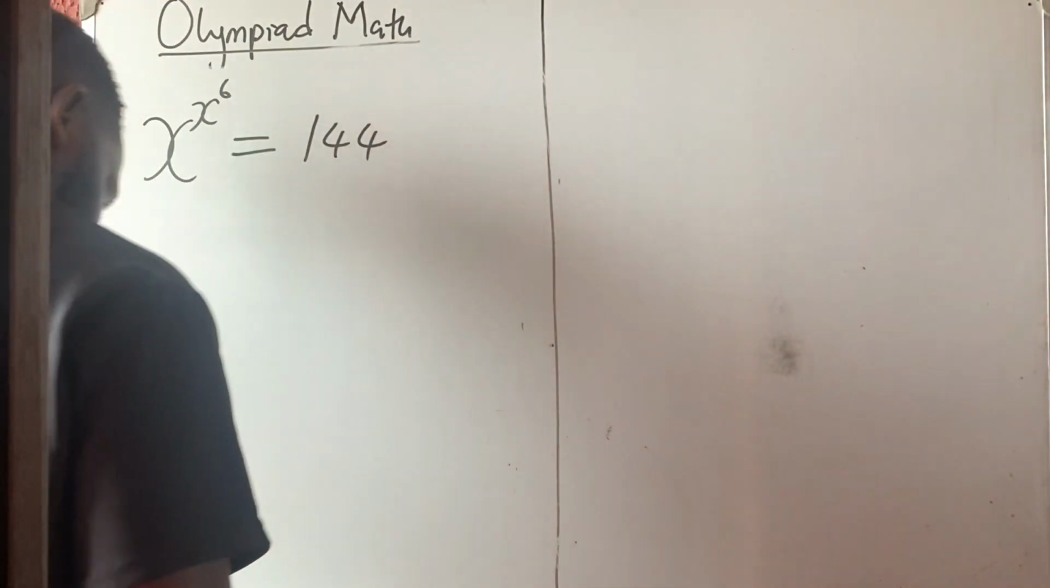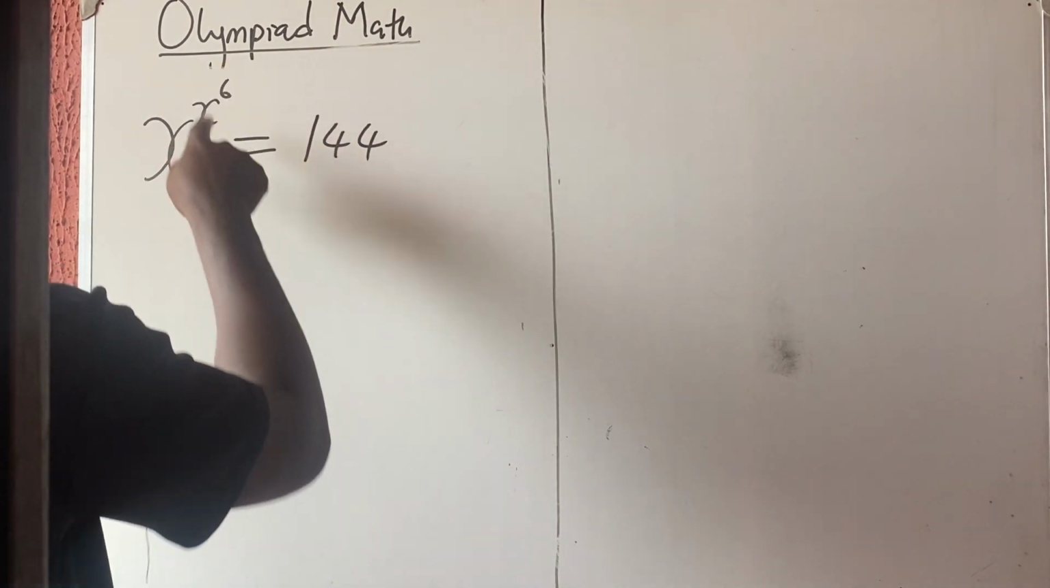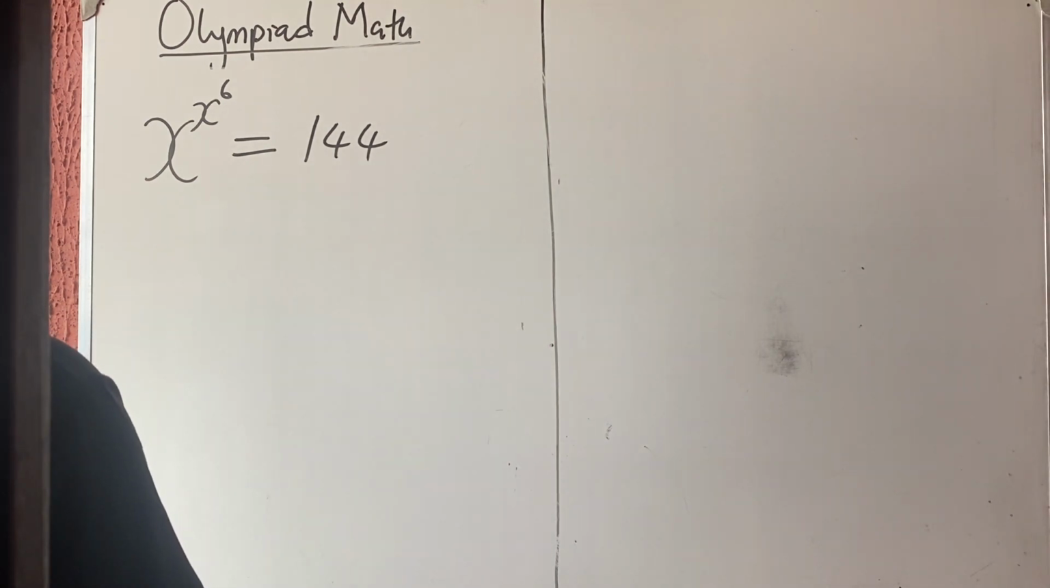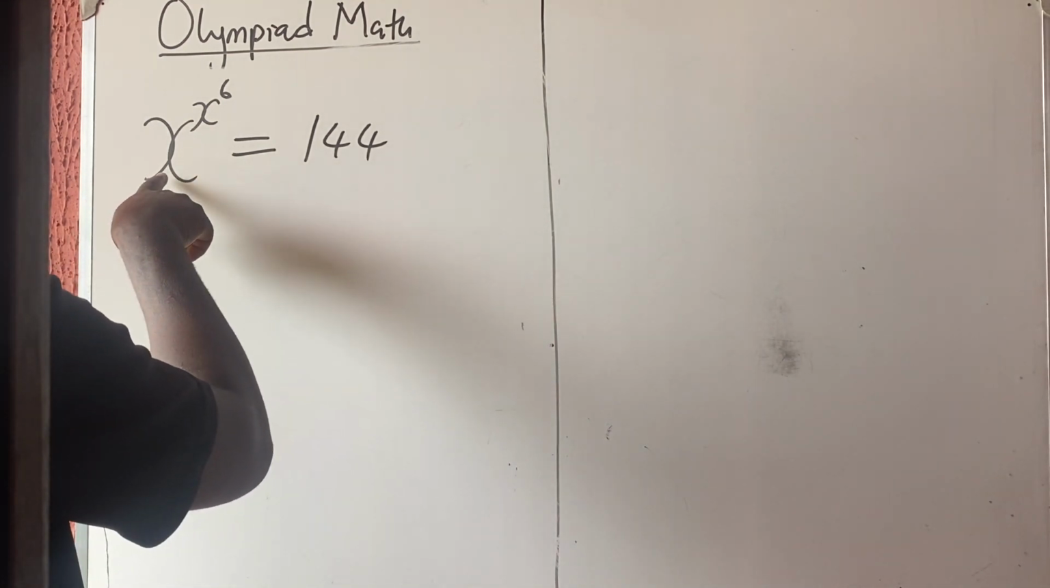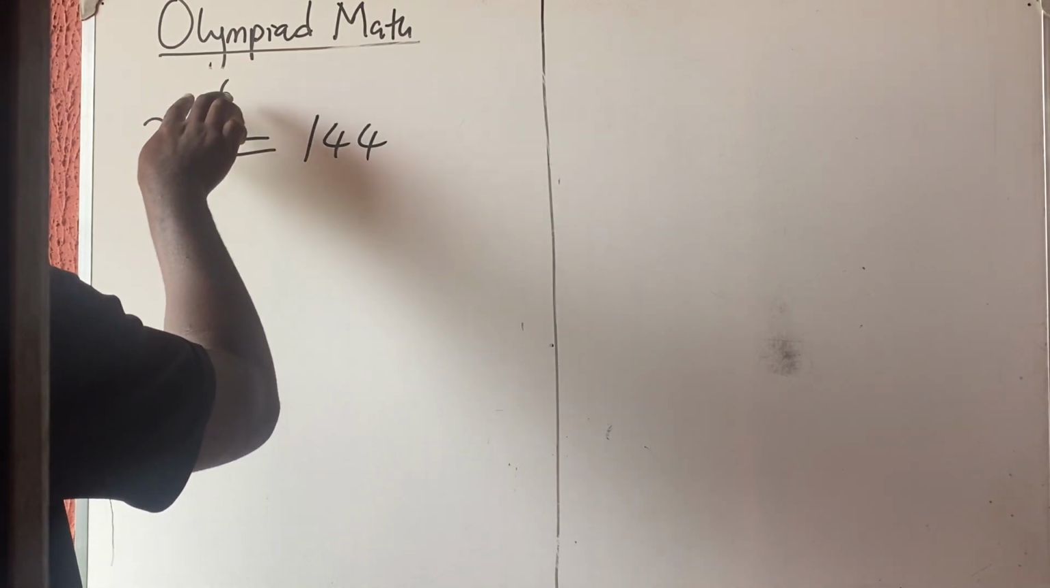All right, let us quickly solve this Olympiad math problem. Now I have x raised to power x raised to power 6 is equal to 144. Now this type of question, the concept is that you are going to have the same variable in the base as the same thing at the power.